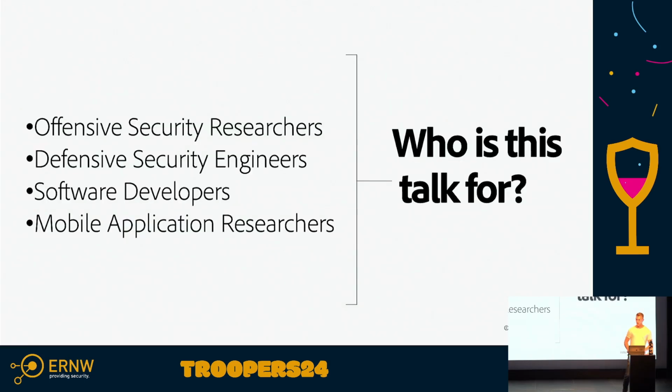So let's go ahead and jump right into things. Who is this talk for? I really want this to be applicable to everyone here. I hope, first and foremost, it'll be applicable to offensive security researchers like myself. You'll hopefully learn how to use fuzzing to identify memory corruption issues and craft exploits. However, I really hope it's useful as well for defensive security engineers, the blue teamers out there, software developers, and mobile application researchers.